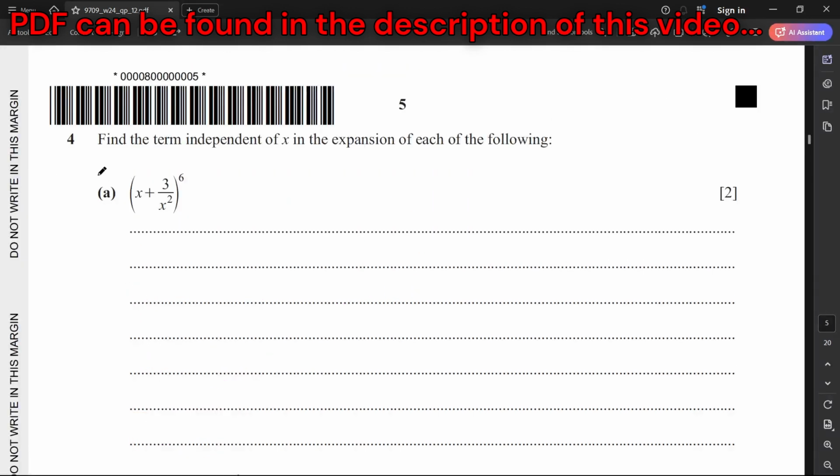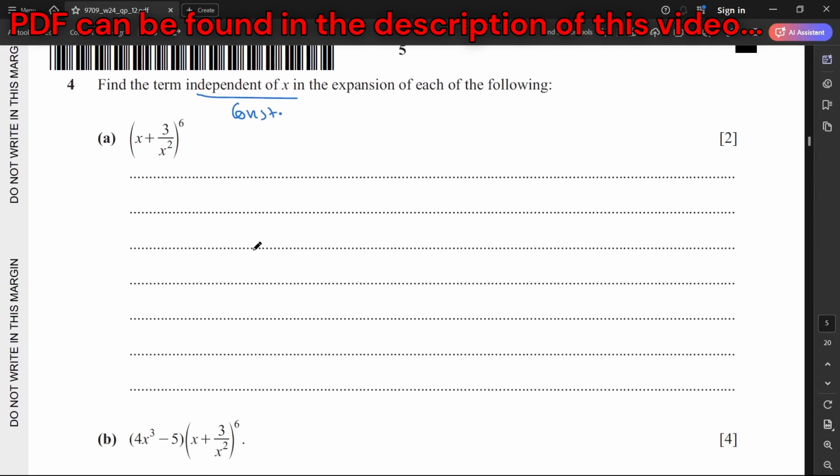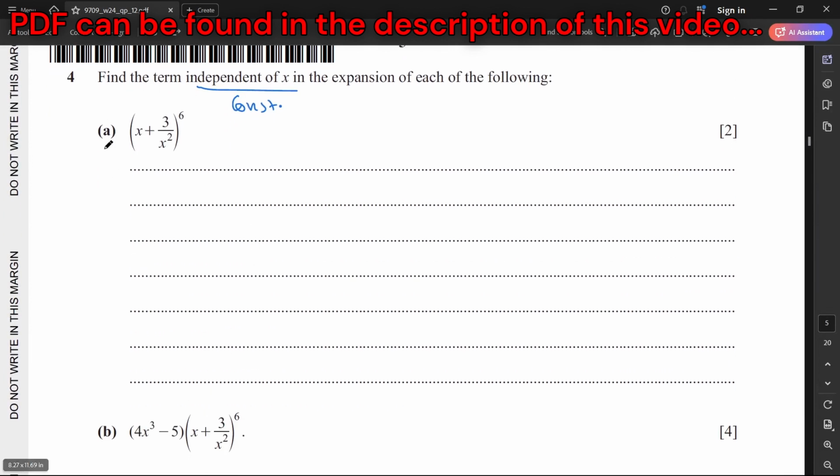Now in question 4, it is given to find the term that is independent of x, which is nothing but a constant term, because in a constant like 3 or 4, you don't have any term dependent on x. So you're looking for a constant term in the expansion of the following parts A and B. And if you notice in part B, there is the part of A attached to it. So if your answer to part A is incorrect, then obviously the answer to part B will also be incorrect. So let's pay proper attention and get our answers.